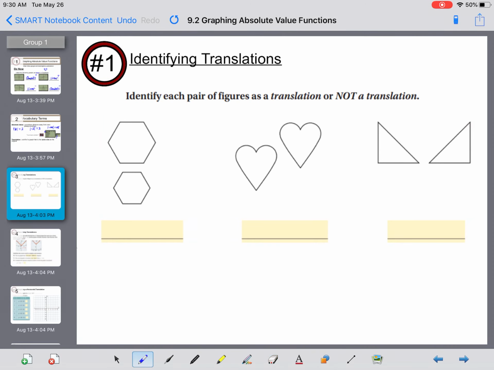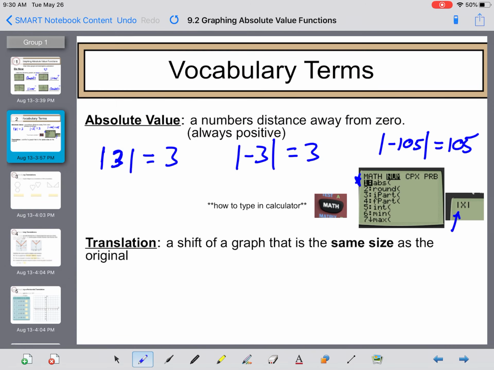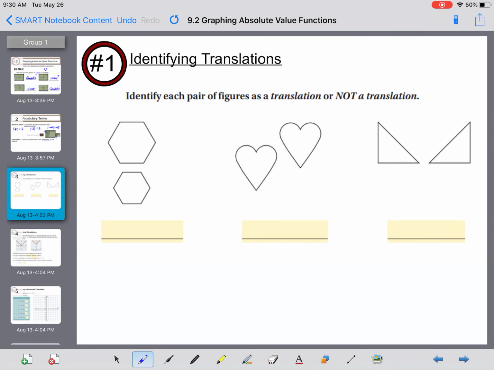Identifying translations. Identify each pair of figures as a translation or not a translation. Well, remember, translation is what? A shift of a graph that is the same size. If you look at your first example, from shape 1 to shape 2, it gets smaller. So this is not.